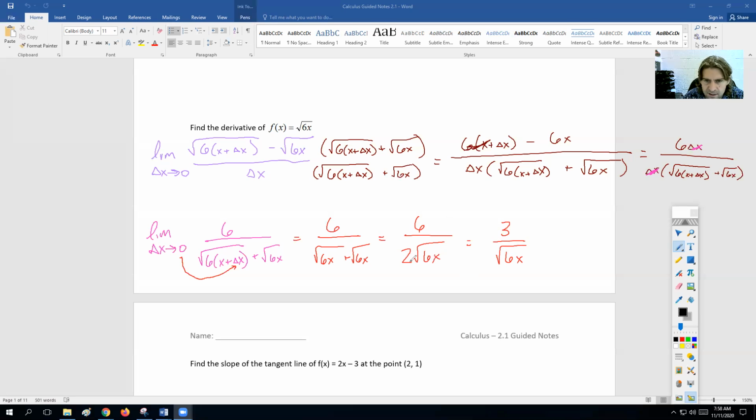When we add these 6x, nothing happens there. And we can kind of leave it like this. In fact, we will leave our expressions like so, even though they're improper, it just will make solving later on easier. So the derivative is 3 over radical 6x.